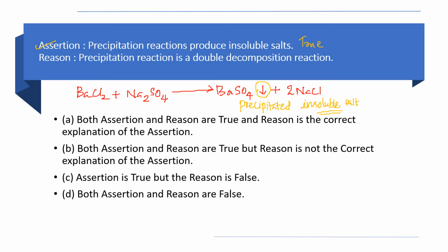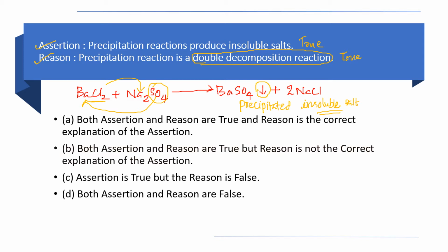Both are right. Here the chlorine atom gets attached to the sodium atom and the sulfate anion gets attached to the barium atom. Of course, here you can see a double displacement or double decomposition reaction. So the reason is also true. Both the assertion and reason are true. But all the double displacement reactions will not produce a precipitate. That means all the double decomposition reactions are not precipitation reactions.